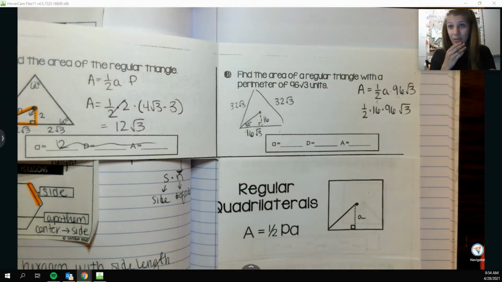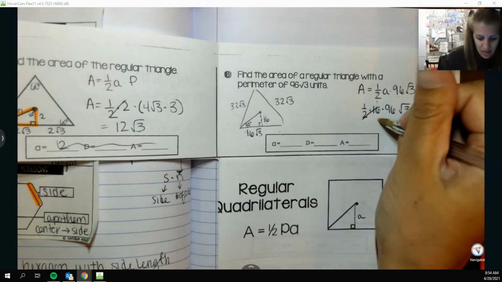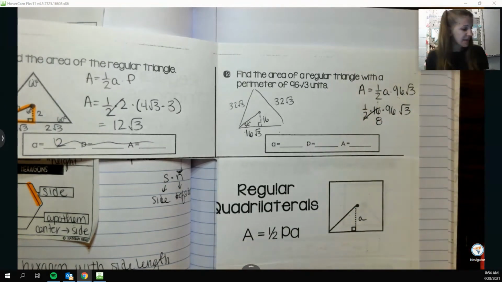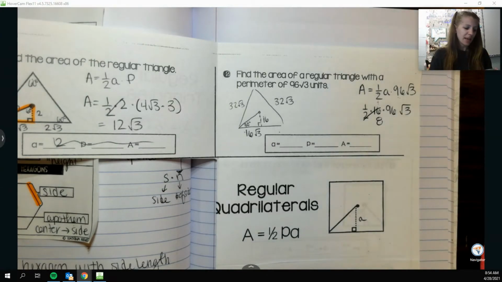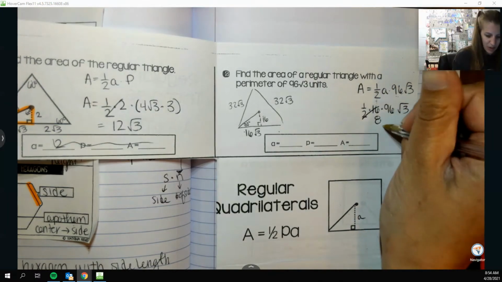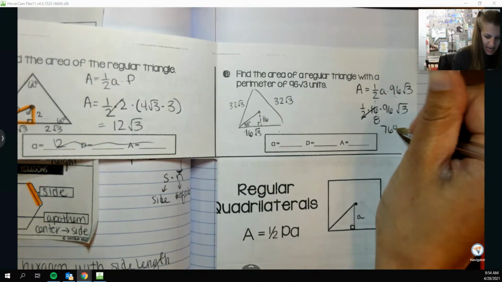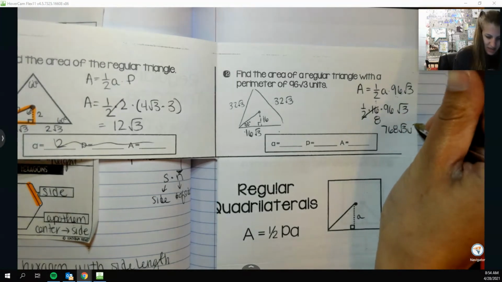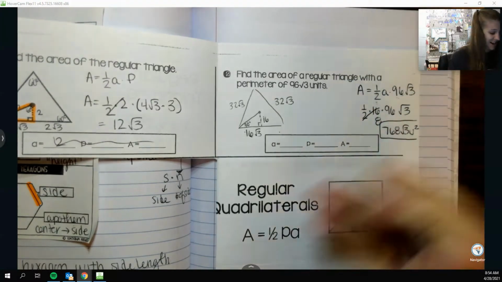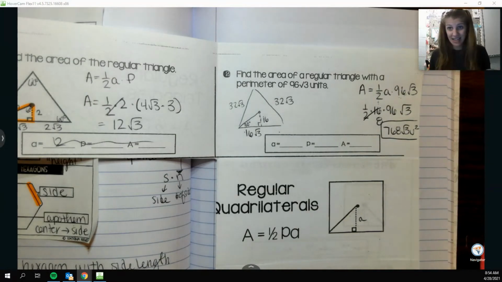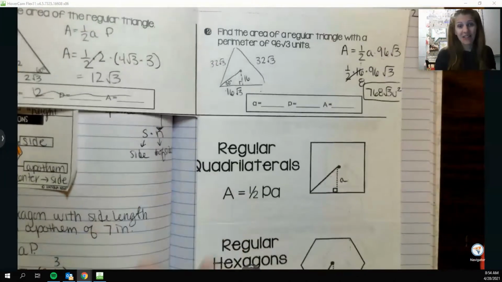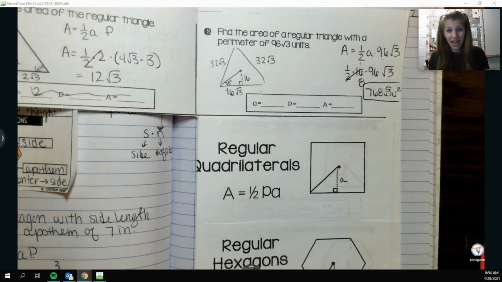So I can take half of whatever I want. I think I want to take half of the 16, it just seems easier to do in my head. And then I'm going to do 8 times 96, which is real big. So I'm going to grab my calculator. 8 times 96. Holy smokes. 768 root 3 units squared for that area there. That's crazy.